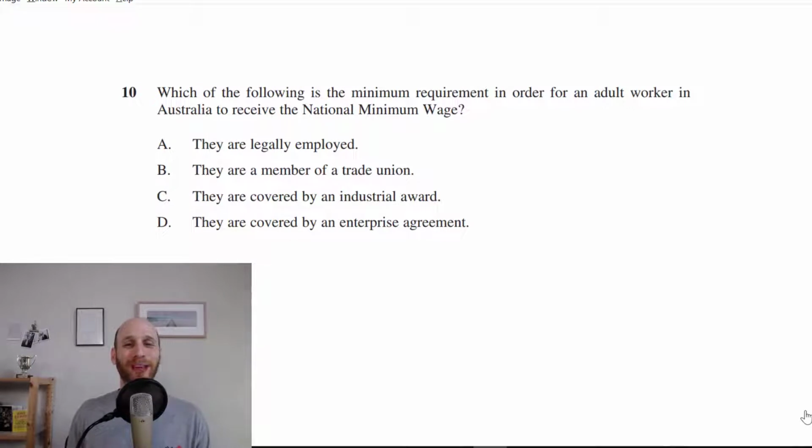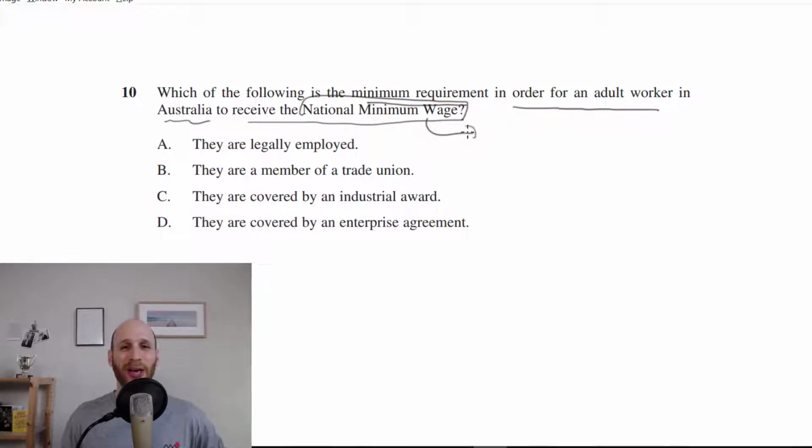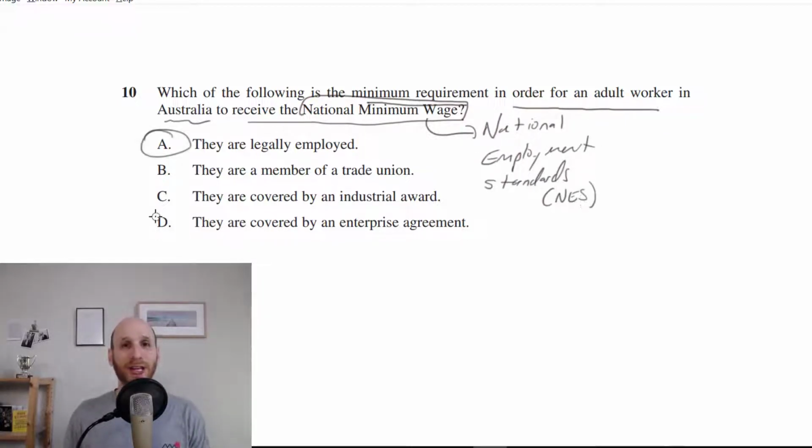Oh, question 10. Which of the following is the minimum requirement in order for an adult worker in Australia, very important, to receive the national minimum wage? So when we're seeing the national minimum wage, we're thinking here, well, that is part of the national employment standards. Those 10 basic conditions that all workers are entitled to. So in order to receive the minimum wage, you just have to be employed. You could get more than the minimum wage, and that would be really lovely. But you are entitled to the minimum wage just by being employed in Australia.